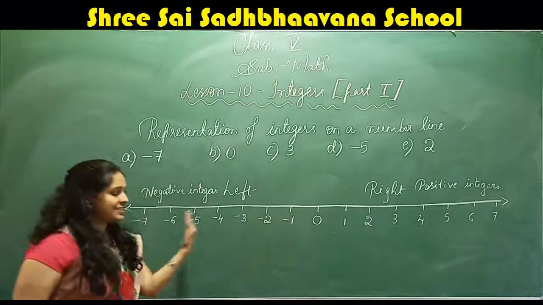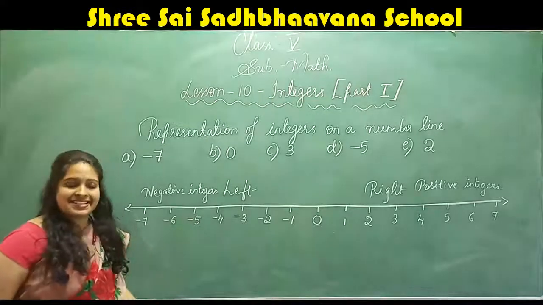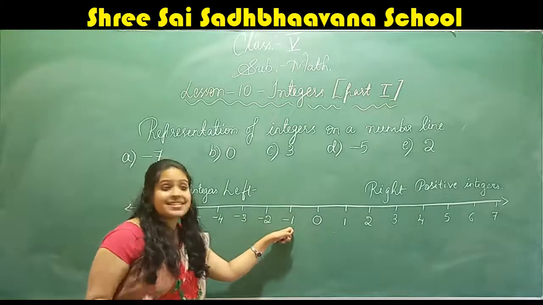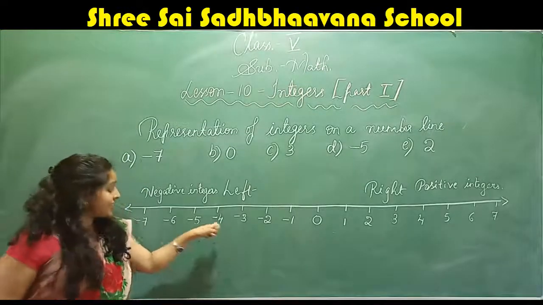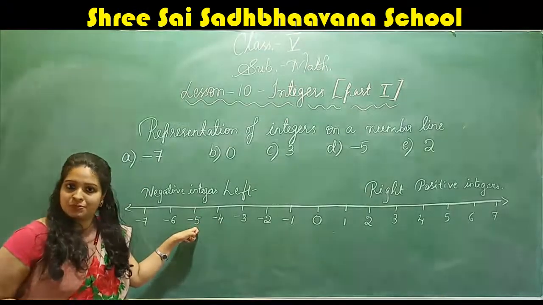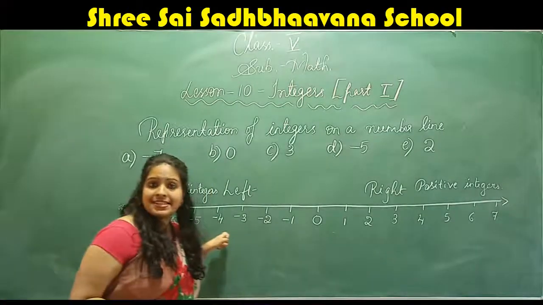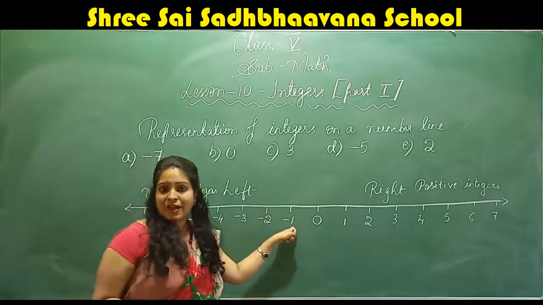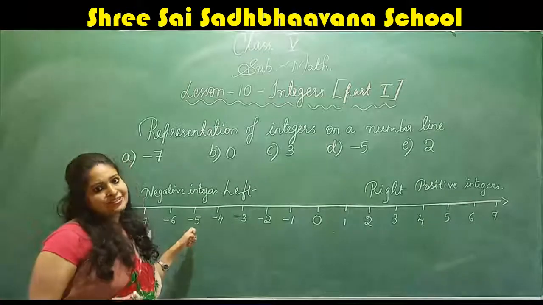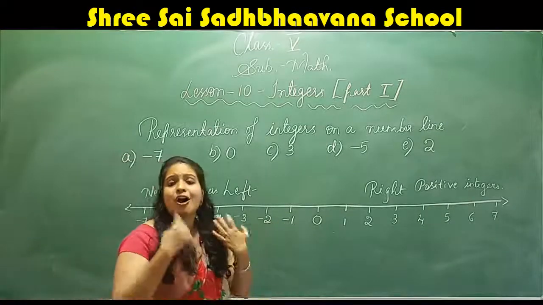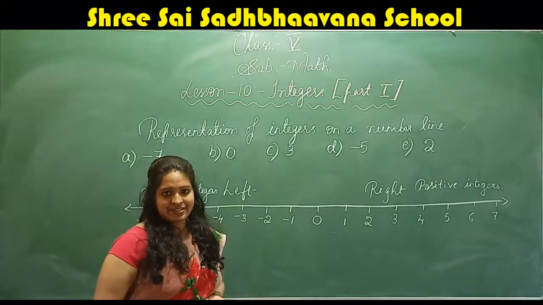As we move to this side, the values are decreasing. Example, -1 is greater than -4. Okay? -4 is greater than -5. When you're comparing -5 and 0, which one is the greatest? 0 is the greater one compared to -5. So that means 0 is greater than all the negative numbers.